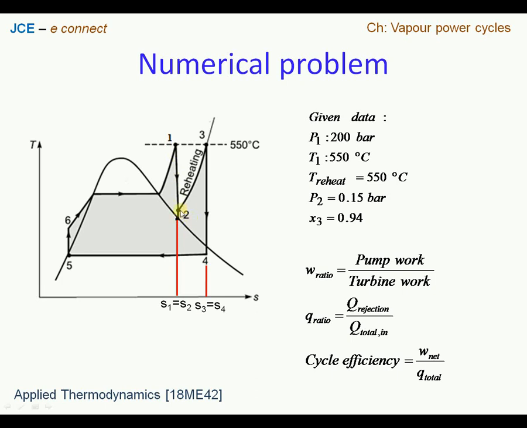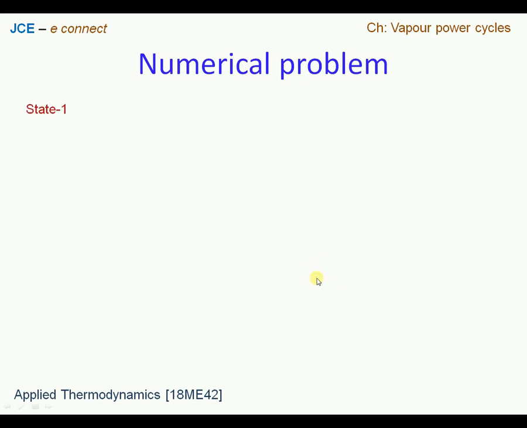Similarly, at state point 2 also we have to find out the enthalpy. State point 3 also we have to find the enthalpy, and 4, 5 and 6 likewise. Once we find all the enthalpies, we can substitute those enthalpies in the given equations and find out the unknown parameters. So that is the exercise we are going to follow now. Let us now proceed with state point 1.